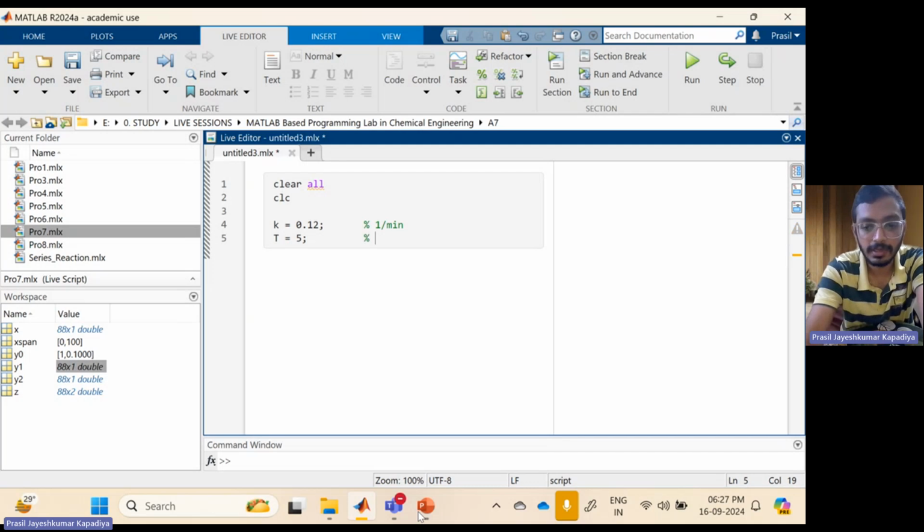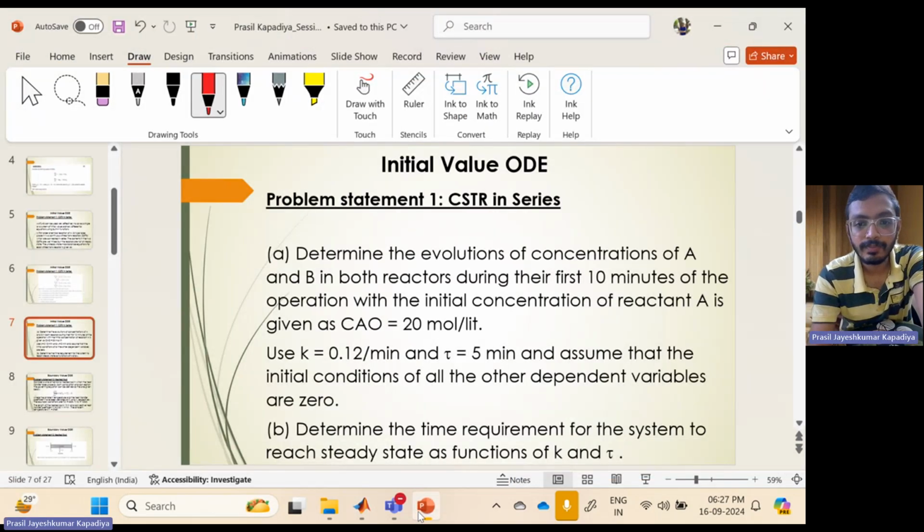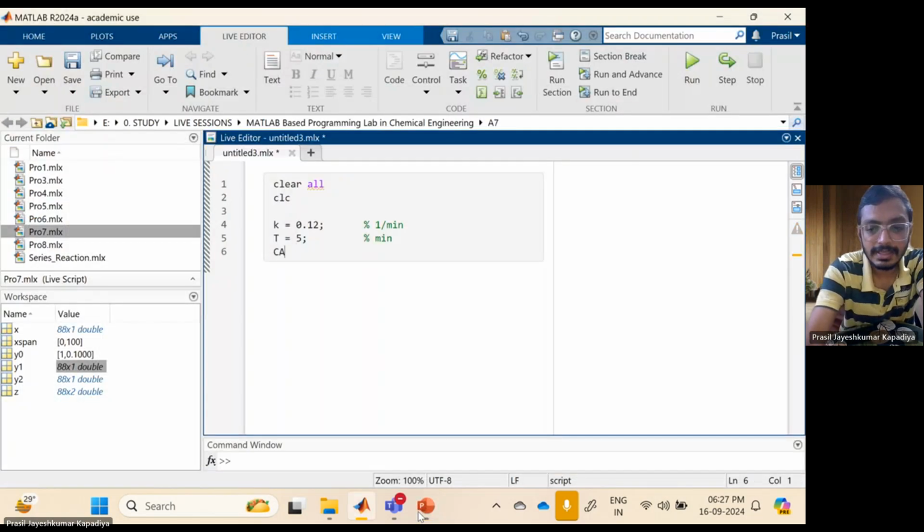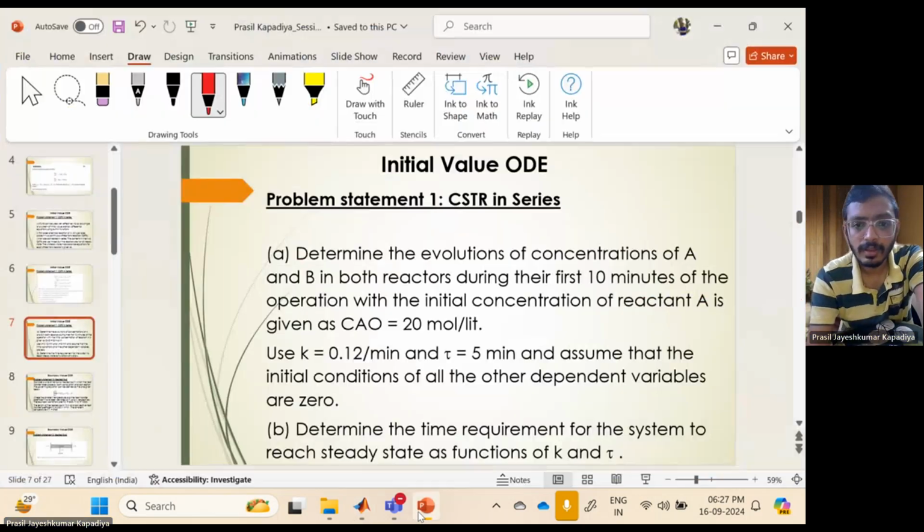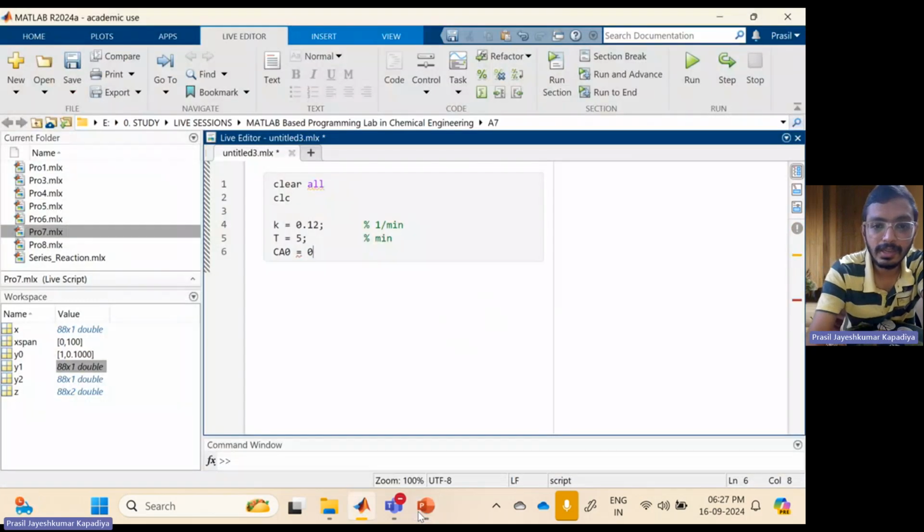Tau in minutes, correct? And CA0 equal to 20, in moles per minute.